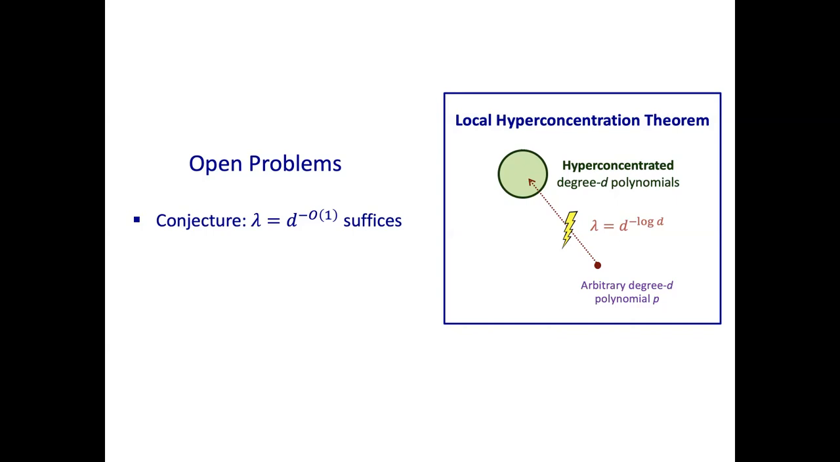If this conjecture is proved, using the framework that we set up in the rest of the paper, it would immediately imply a PRG for PTFs over Gaussian space with seed length poly in D, improving on our current quasi-poly in D. So that's open problem number 1.